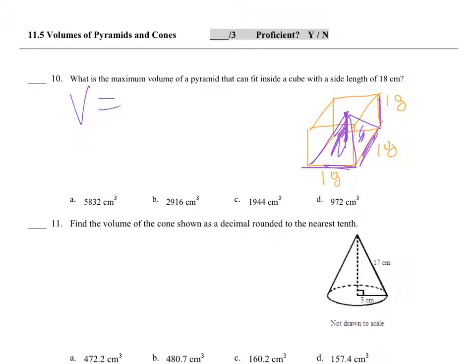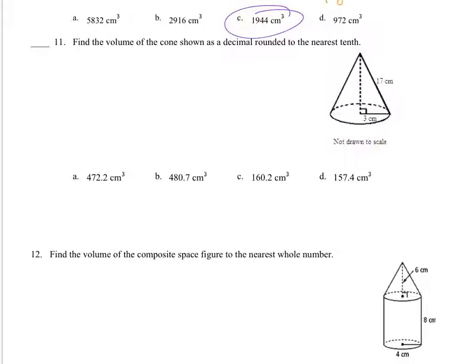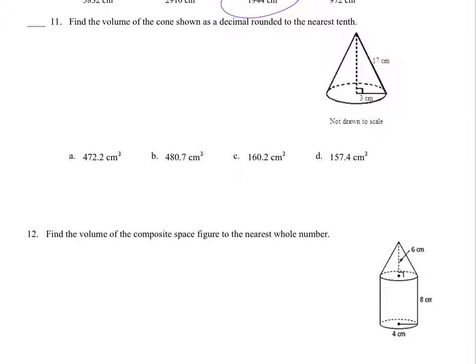So my volume of a pyramid, because it's asking volume of a pyramid, 1/3 times base times height. So it'll be 1/3 times 18 squared, that's the area of the square it's sitting on, times your height of 18. So I could actually do 18 raised to the third power divided by 3. That will give me the same answer. 1,904.